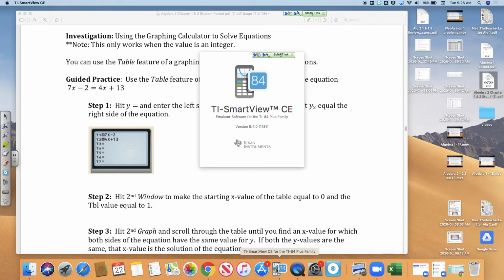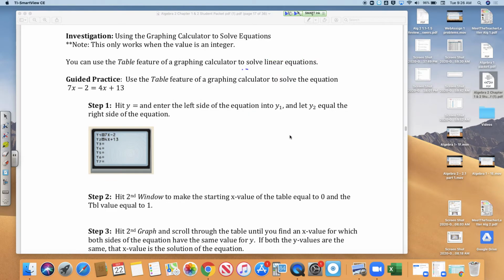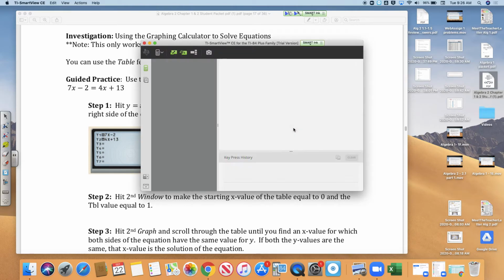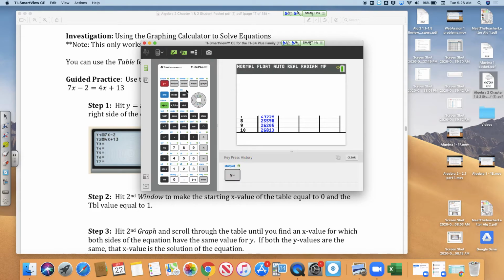So I'm going to open up my calculator as well so I can use this, because it's going to ask for, see, I'm using my free trial right now, too. It's going to ask for us to solve it with a graphing calculator, which will be interesting. So we are going to use the table feature of a graphing calculator to solve this equation: 7x minus 2 equals 4x plus 13.